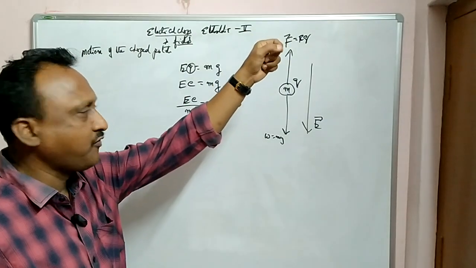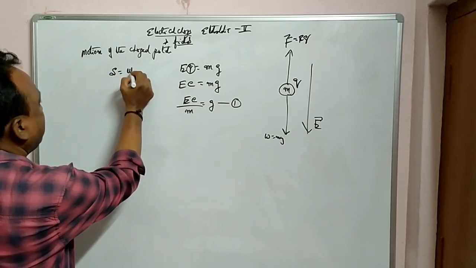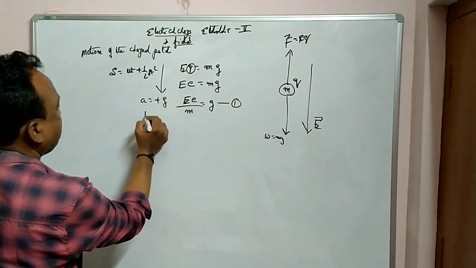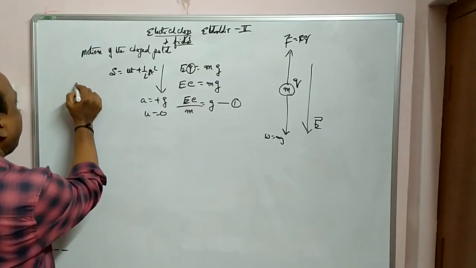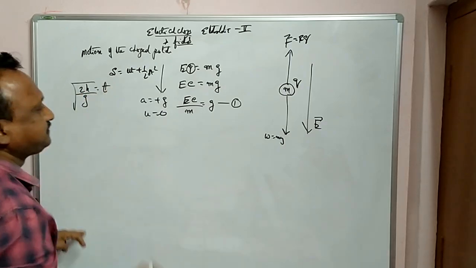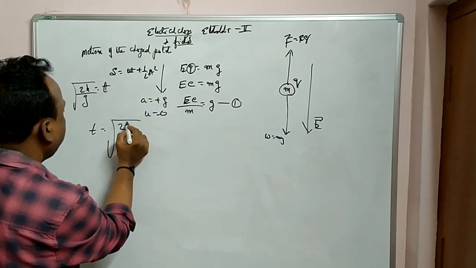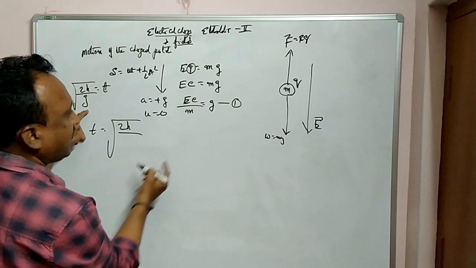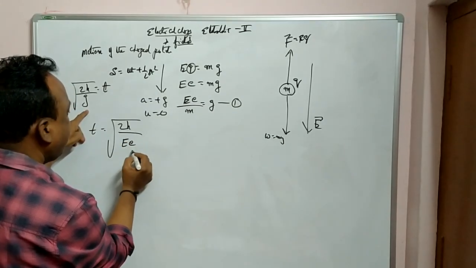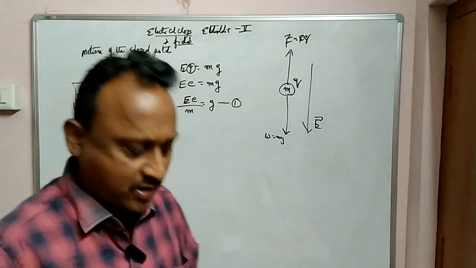Now what I am going to tell is the motion of the charged particle. Suppose this particle is freely falling. When freely falling, we already know in kinematics S is equal to ut plus half gt square, with a equal to plus g and u equal to 0. So in this, with height h, t is equal to root over 2h by g. What is the g value for the charged particle? g is EE by m, and m goes to the top. So this is the time taken for the charged particle to fall freely.